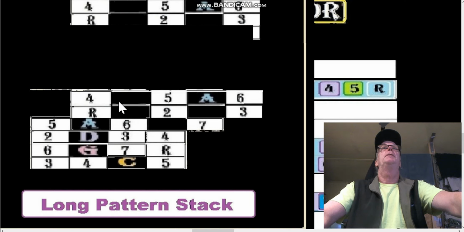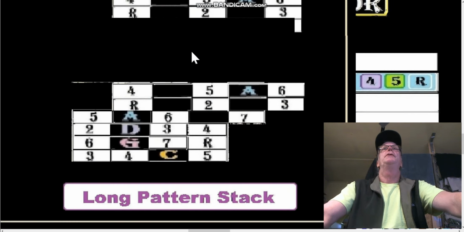So the question was, how do you superimpose a short pattern onto this? It would be 7, root, 2, 3, 4, 5. So your C box would essentially be right here.